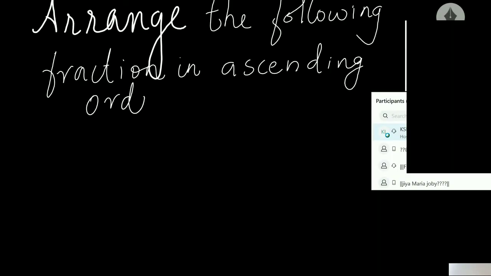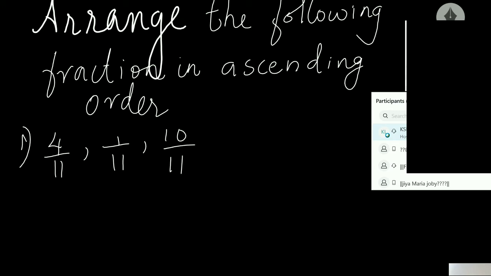Arrange the following fractions in ascending order. Let's write down the first question. The first question is 4 by 11, 1 by 11, 10 by 11, 5 by 11 and 7 by 11.